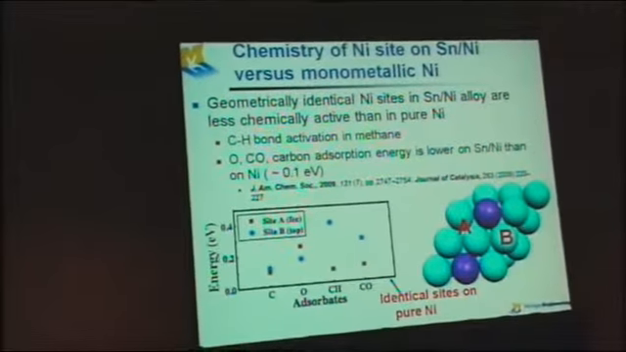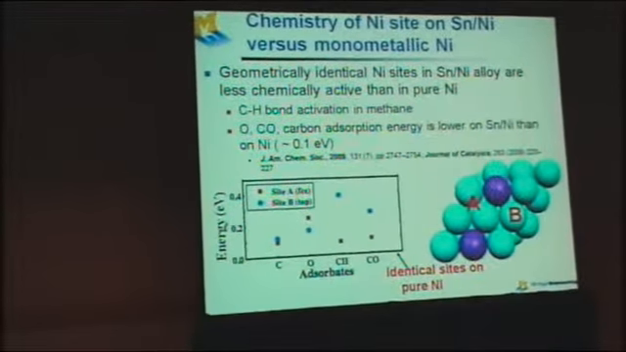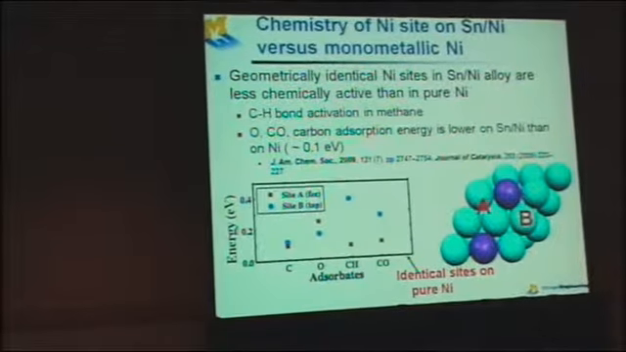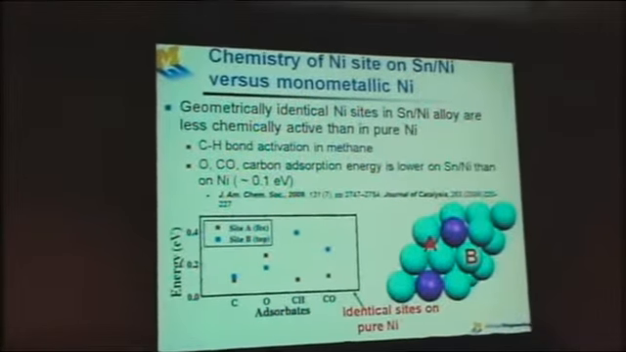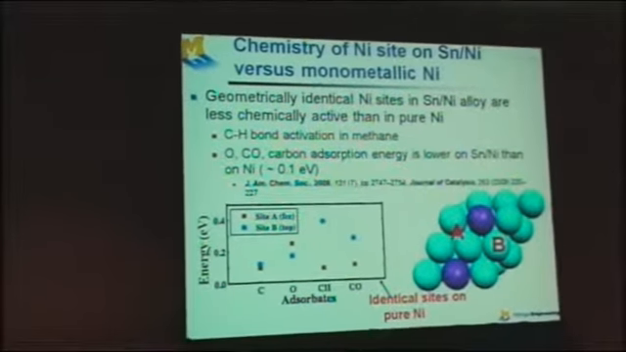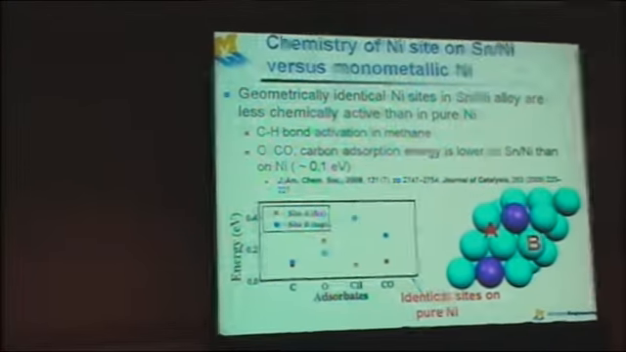And it's actually illustrated here where we have done density functional theory calculations, basically calculating the adsorption energy of various adsorbates on pure nickel, and then comparing this adsorption energy to the adsorption energy of these adsorbates on tin nickel surface alloy. This is the model of tin nickel surface alloy. The blue is the nickel, and this red is tin. And by comparing this, we see that the adsorption energy of these adsorbates is less exothermic on identical nickel sites in the case of tin nickel as compared to pure monometallic nickel.